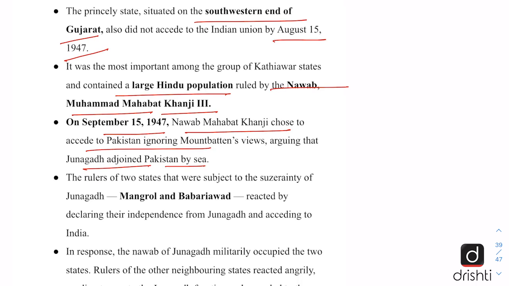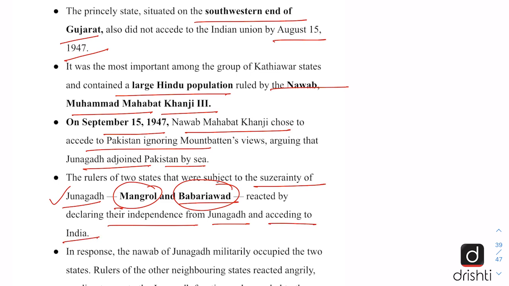And there were two smaller states which were under the suzerainty of Junagadh. That means they were protectorates of Junagadh, that is, their foreign policy and relations with other powers were determined by Junagadh. And these were Mangrol and Babariawad. These two states declared their independence from Junagadh and acceded to India. And in response to this, the Nawab of Junagadh militarily occupied the two states, but the rulers of other neighboring states reacted angrily and sent their troops to the Junagadh frontier and also appealed to the government of India for assistance.